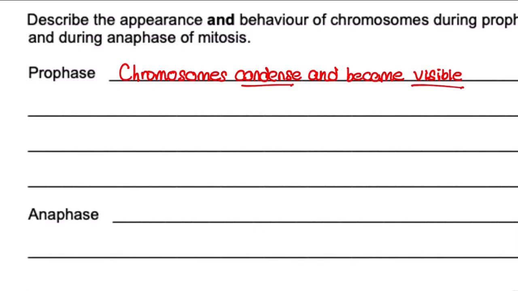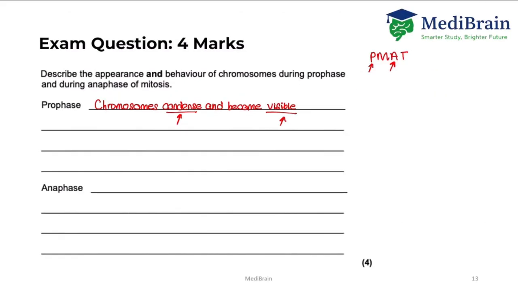You could also say that the centrioles release spindle fibers, and the spindle fibers attach to the chromosomes. But I'm not going to say that, because you've said chromosomes condense and become visible. Then you've got your anaphase.